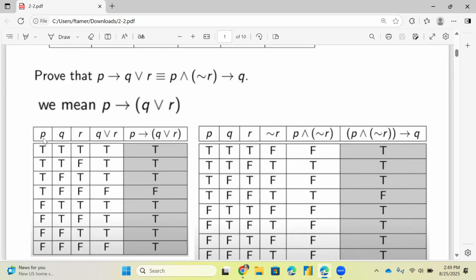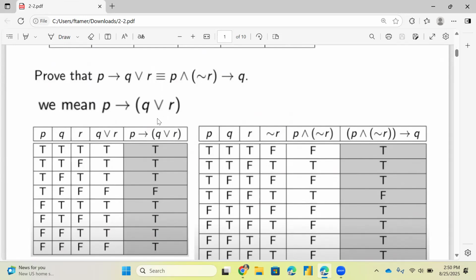So we have three variables, P, Q, R, and then we can list the trues and falses for P, for Q, and for R. First, we want to find the Q or R. It only becomes false when both of them are false. So the fourth and eighth lines are the only times when both Q and R are false.